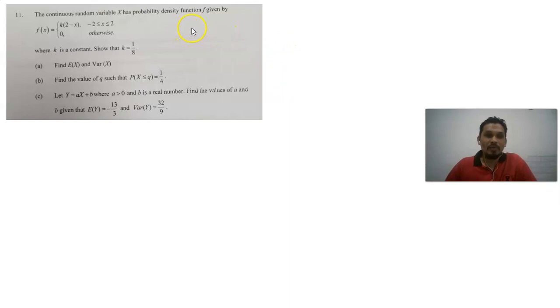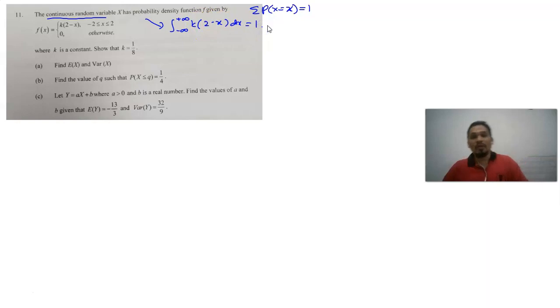Just now we looked at the question of the discrete random variable, where there is a summation of probability of x equal to 1. So it's time for us now to look at the continuous random variable. For this case, we have the integral from negative infinity to positive infinity of k(2 minus x) dx, or the function f(x) dx, equal to 1. That's the difference between discrete and continuous. For discrete, we deal with addition and subtraction, but for continuous, we deal with integration and differentiation. Therefore, question number 11.